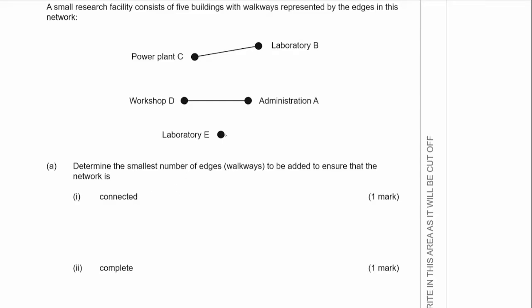So obviously we could connect E up because E is disconnected. And then we could connect up those 2 power plants via that route over there, or we could connect them up here. So there's got to be at least one way for us to travel from any vertex to any other vertex through the network. So the minimum number of edges we need in that case is 2.